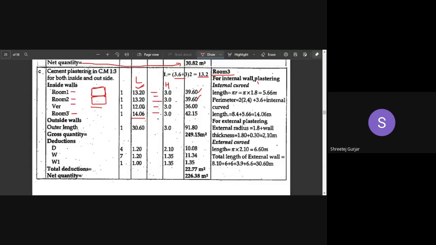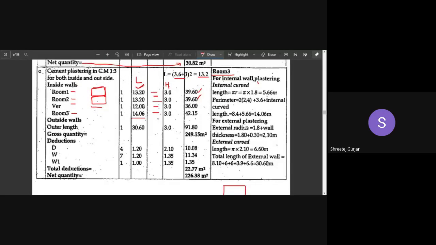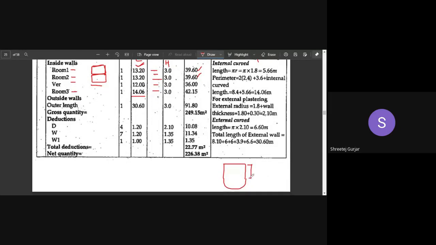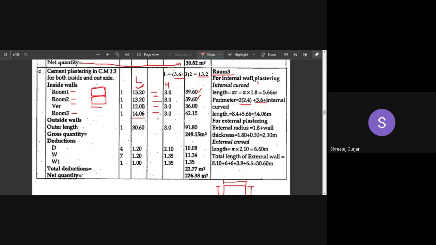Okay, so the curved part we have covered. Next we have to calculate this part of the room. So for the perimeter, this is 2.4, so it is 2.4 into 2, because there is one more 2.4 wall here, plus this, that is 3.6, plus the curved part which we have calculated. Adding all of this we get our length.